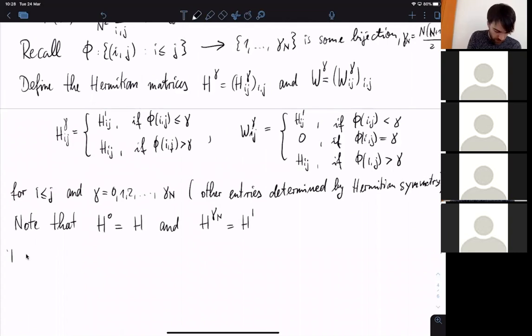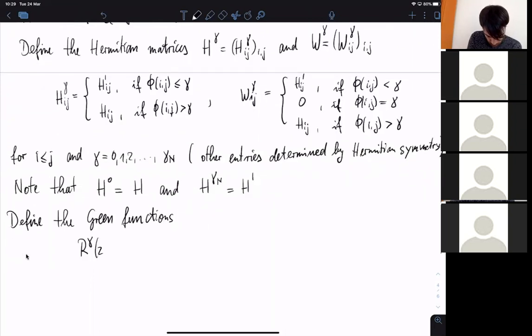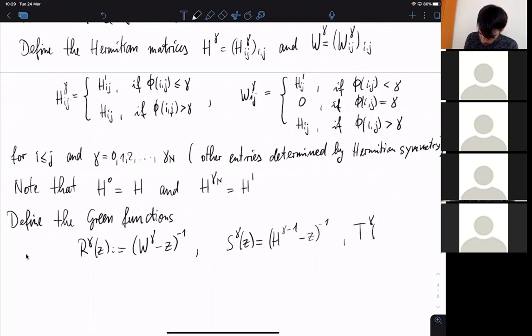Okay, and then we also define the green functions for all of these guys. So we have an R gamma of z, which is the resolvent of W. Then we have an S gamma, which is the resolvent of H gamma minus 1. And we have the T gamma, which is the resolvent of H gamma.